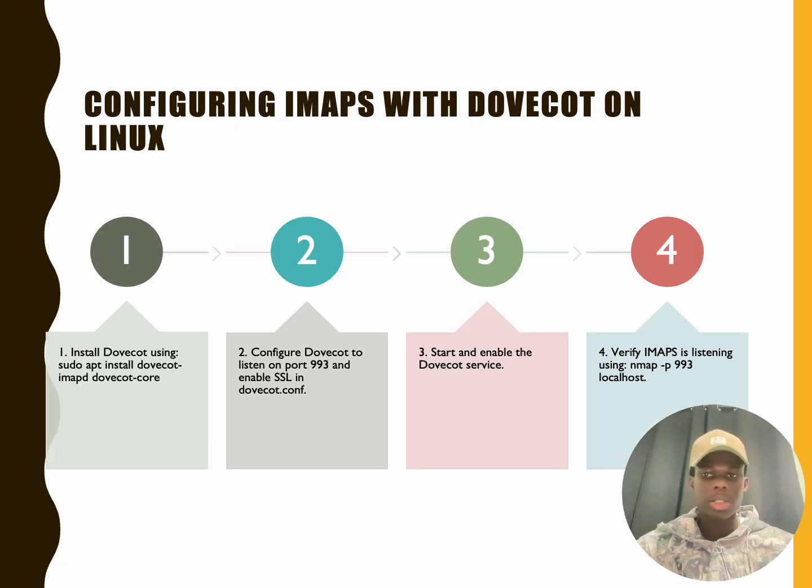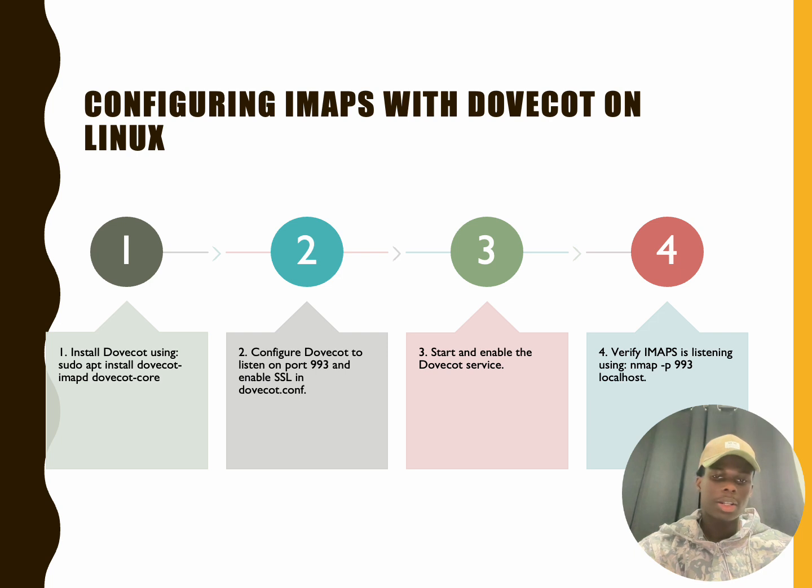To set up IMAPS, we will use Dovecot. Excuse my pronunciation of it. Dovecot is a popular email server application on Linux. First, we install it with the command sudo apt install dovecot-imapd dovecot-core. Then we configure it to listen on port 993 and enable SSL in the configuration files.